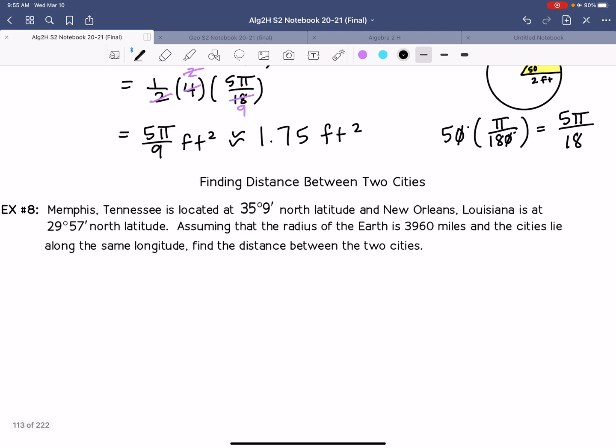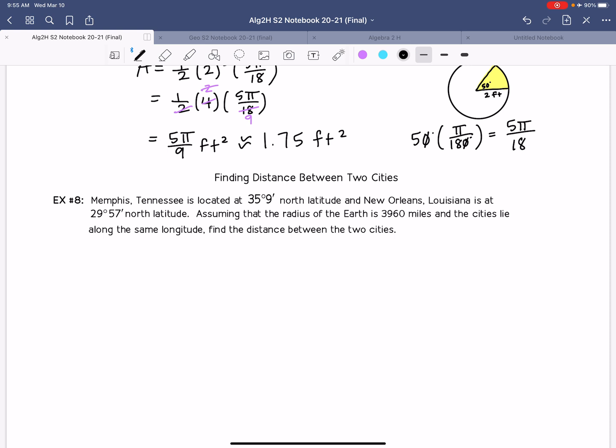All right. Finding the distance between two cities. So Memphis, Tennessee is located at 35 degrees and 9 minutes north latitude. New Orleans, Louisiana is 29 degrees and 57 minutes north latitude. Assuming that the radius of the earth is 3,960 miles, and the cities lie along the same longitude, find the distance between the two cities.